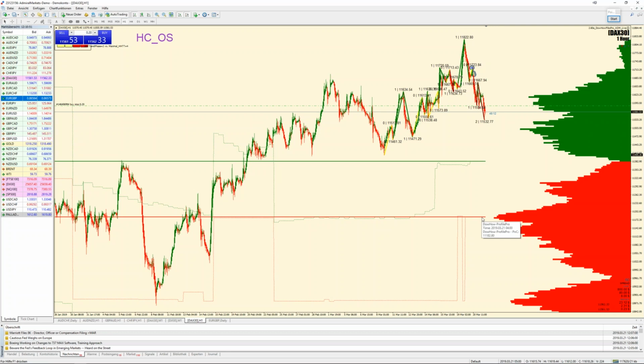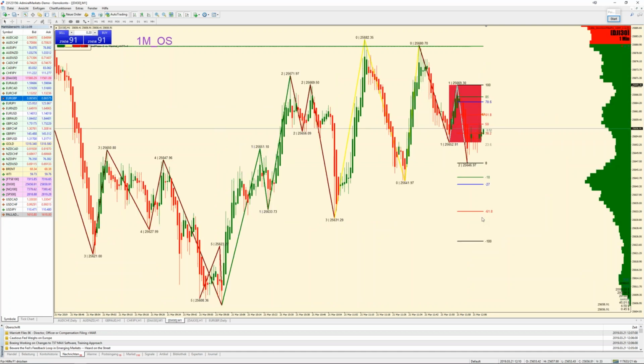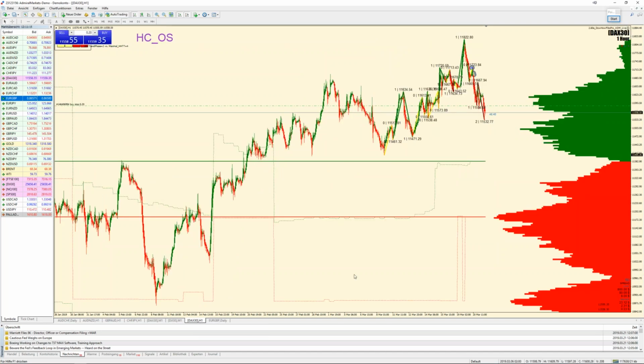That means the correction in the daily chart will extend to the lower side if we see a falling price index here. So what can we do there? To be honest, nothing, because we have opposite directions in the daily and in the hourly chart.